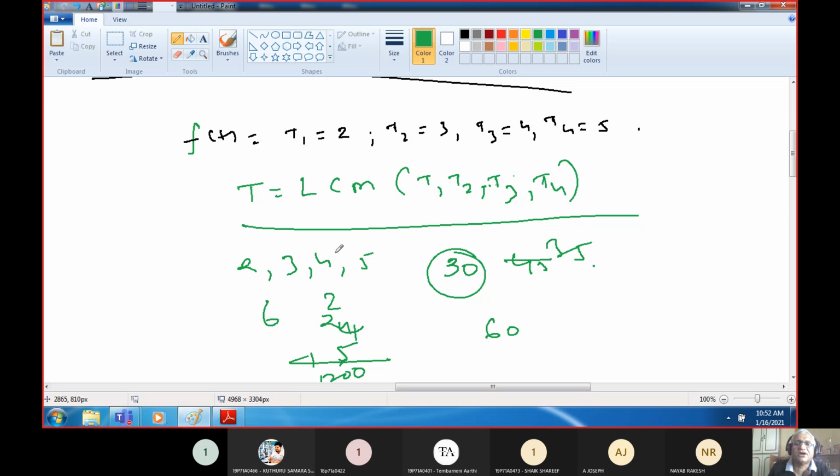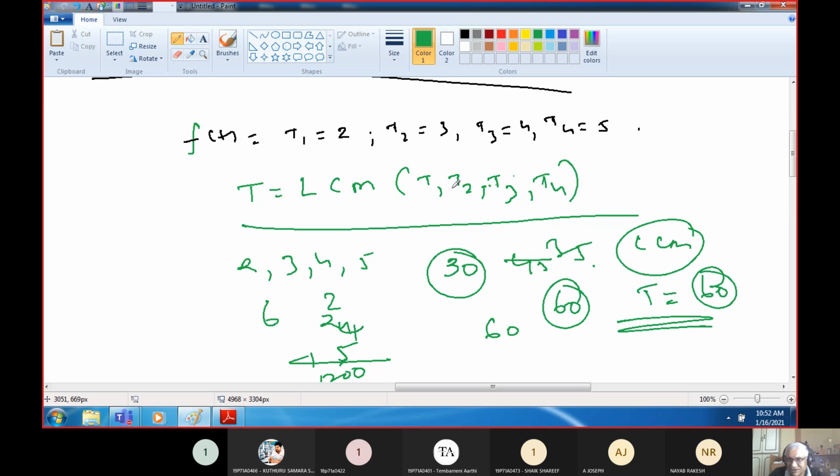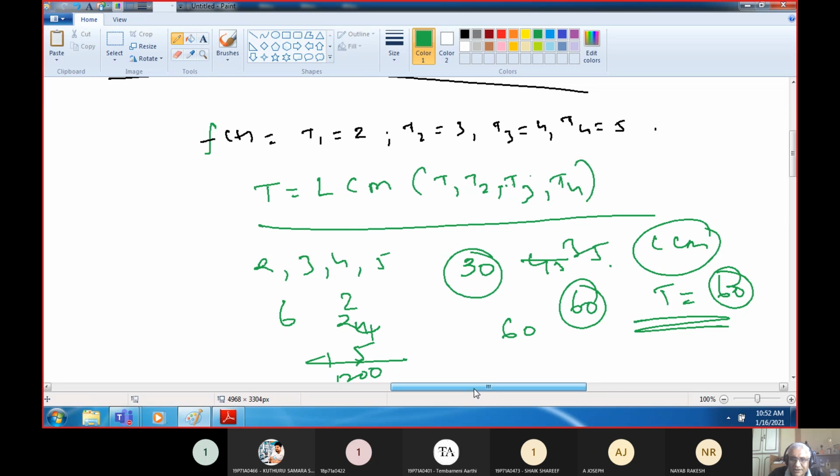Okay, so you have to check all these things. Which is the LCM? Is it 60 or less than that? Okay, do you find anything? So just find the LCM and you will say that T is equal to 60 or maybe less than that. Just find the LCM. Okay, so this is how you have to find it.